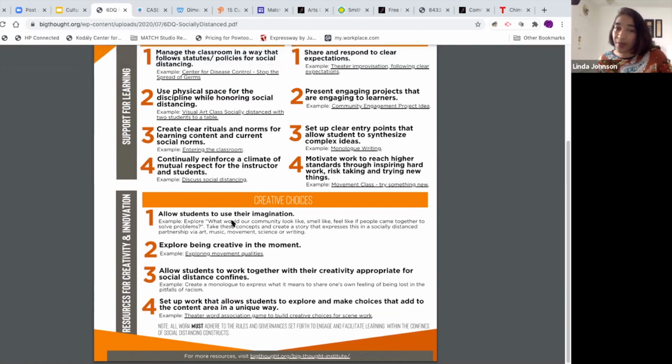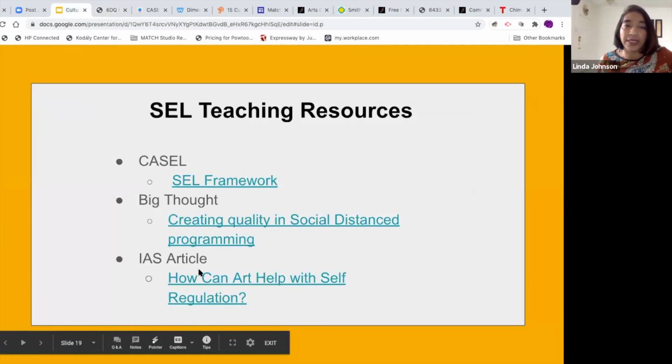Allowing students to use their imagination and explore being creative in the moment, and allowing them to work together with their creativity, appropriate for your social distance confines. And your work should be set up to allow students to explore and make choices that add to that content area in a unique way. So those are things that we need to think about that will help with the SEL for our students: the creative choices that they make.